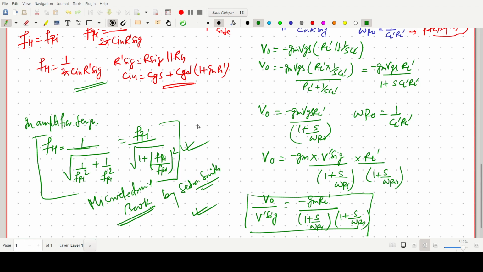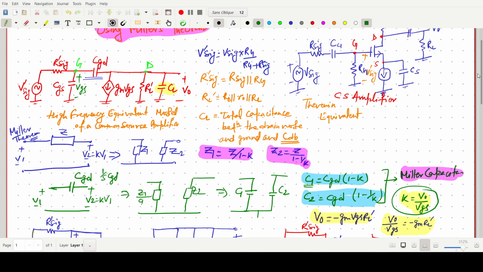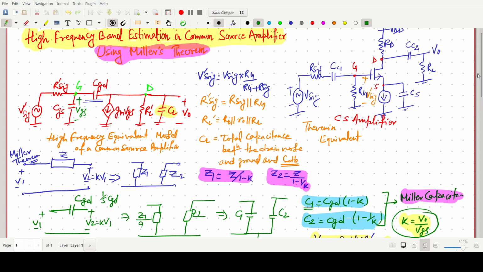One more thing at the end: this is also valid for the common emitter configuration, by making CGD to C mu and CGS to C pi. So this is a very remarkable thing. If you know this technique, you can also utilize the same thing in our BJT to solve the high frequency equivalent model.